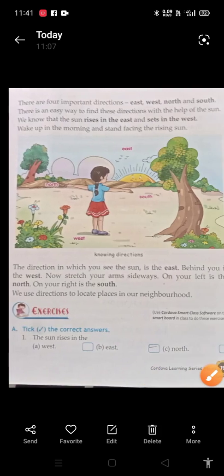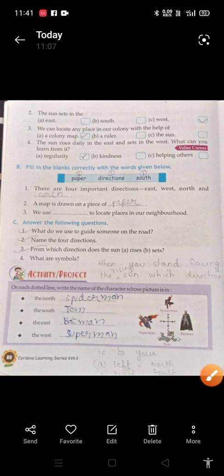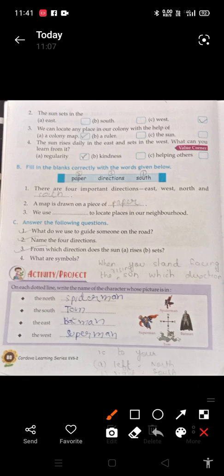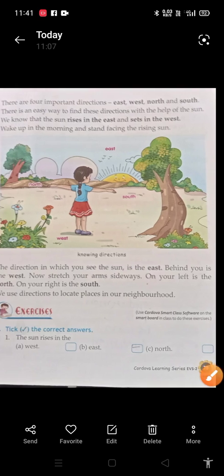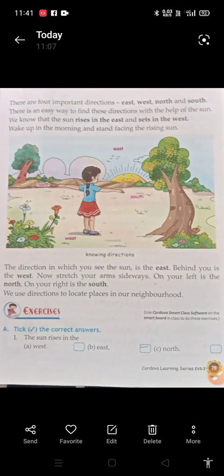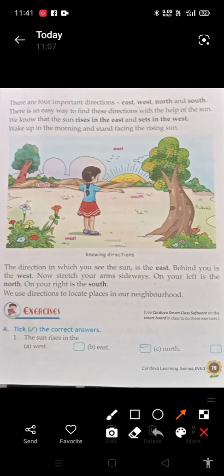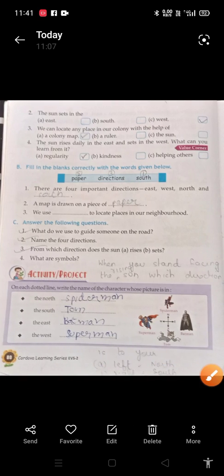Okay, so now let's get back to question number 2. Name the 4 directions. The 4 directions are east, west, north, and south. You can find this answer on page number 79 in the first line itself. Okay. Question number 3. From which direction does the sun rise? The sun rises in the east and sets in the west.